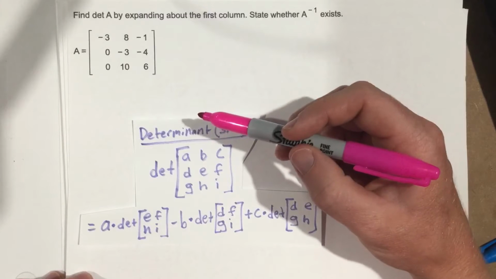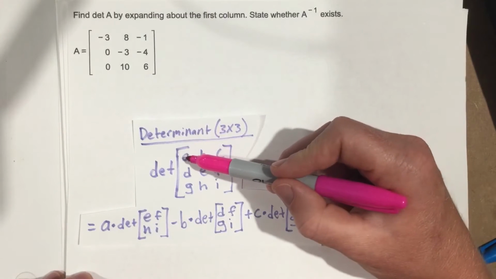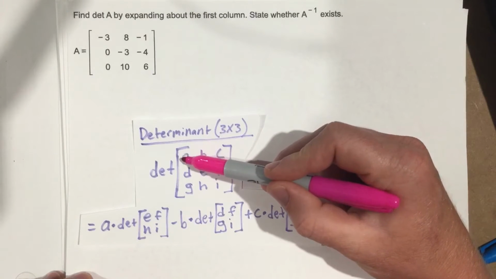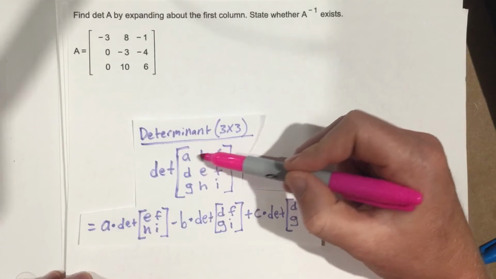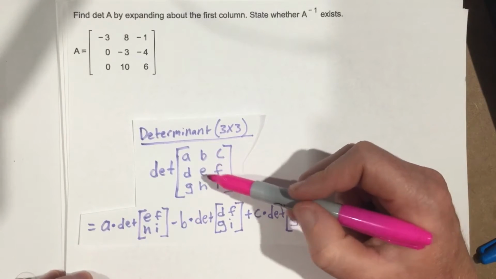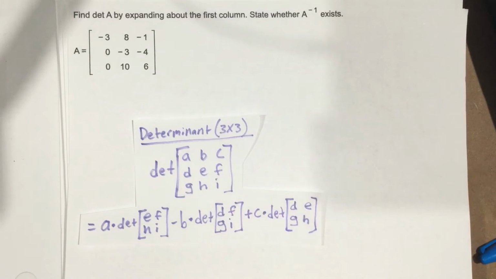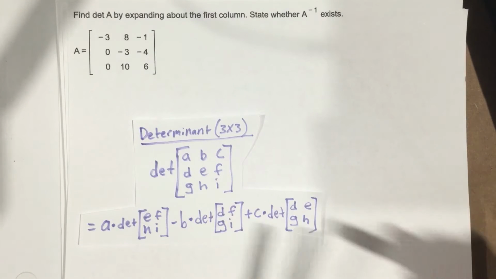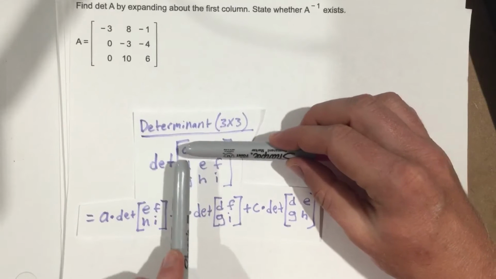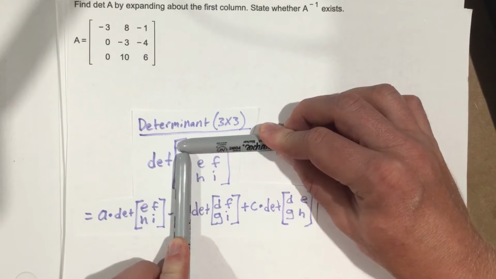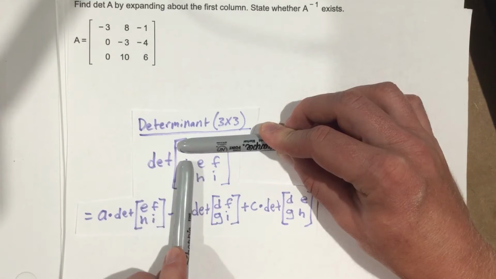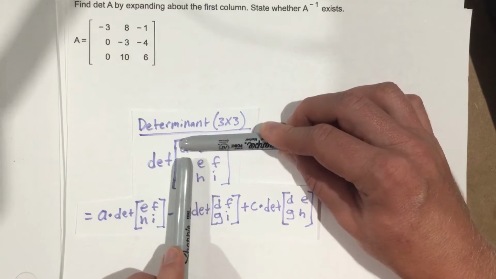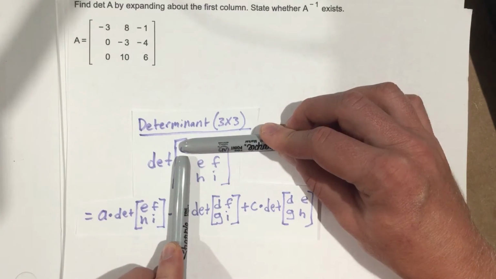When we go through and find this determinant, we start with A, and A blocks out the first column and the first row, leaving you just with E, F, H, I. I'm going to use some markers to cover this up. When we use A, it leaves you with E, F, H, I. So that's why it's A times the determinant of E, F, H, I, because A takes up the first row and the first column, so what's left is a 2 by 2 matrix that you multiply by.